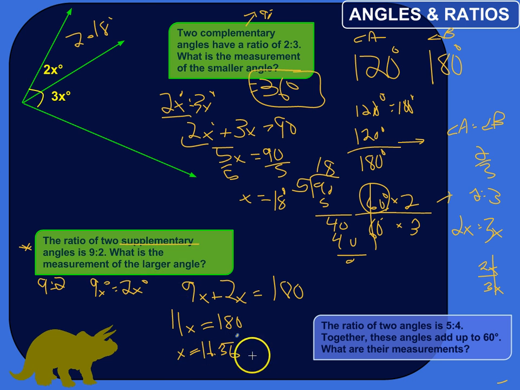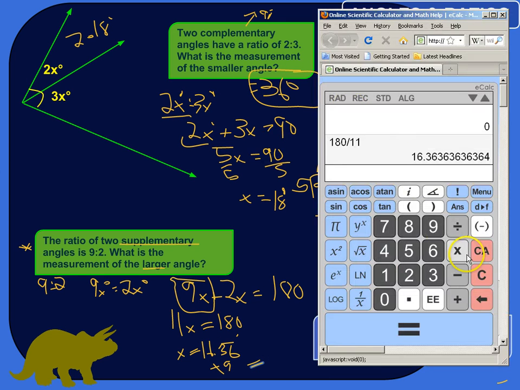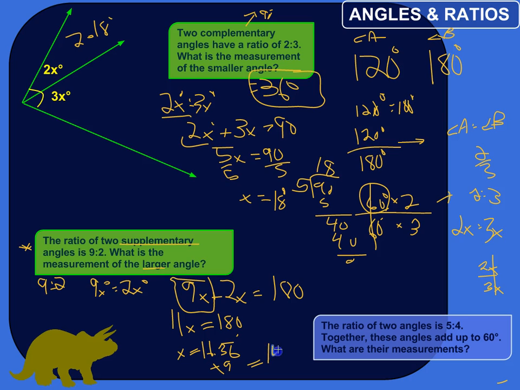We found the measurement of x, which is the factor that these two angles have in common. But we want the measurement of the larger angle. The larger angle is going to be 9x, not 2x, so we're just going to multiply this by 9. Times 9 is 147.27 repeating degrees.